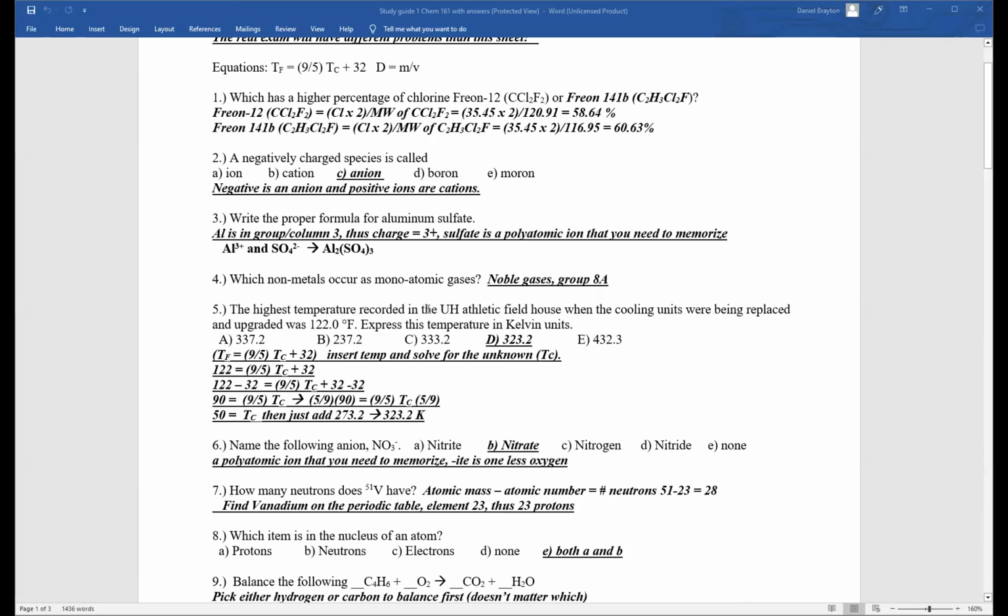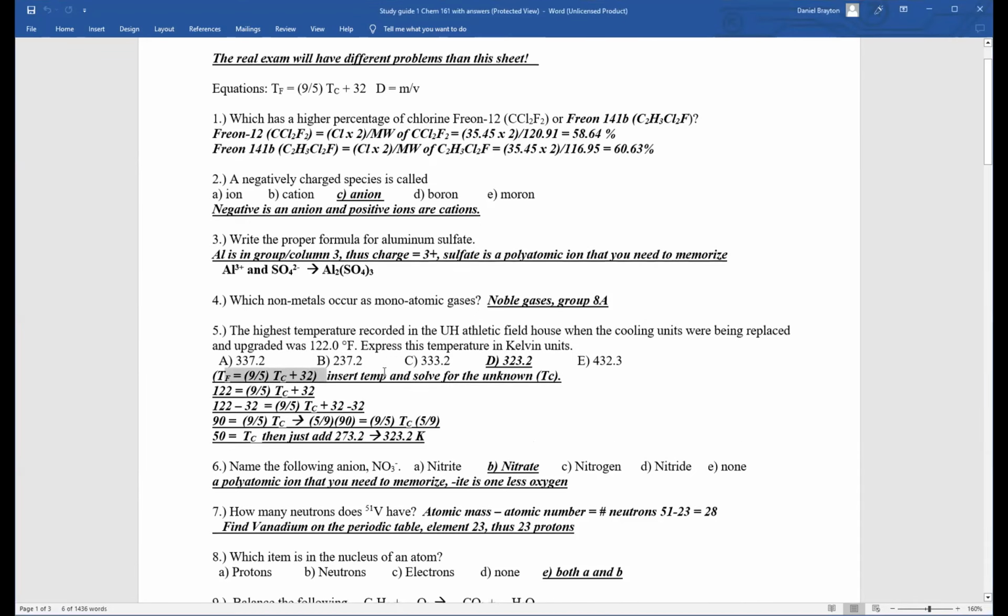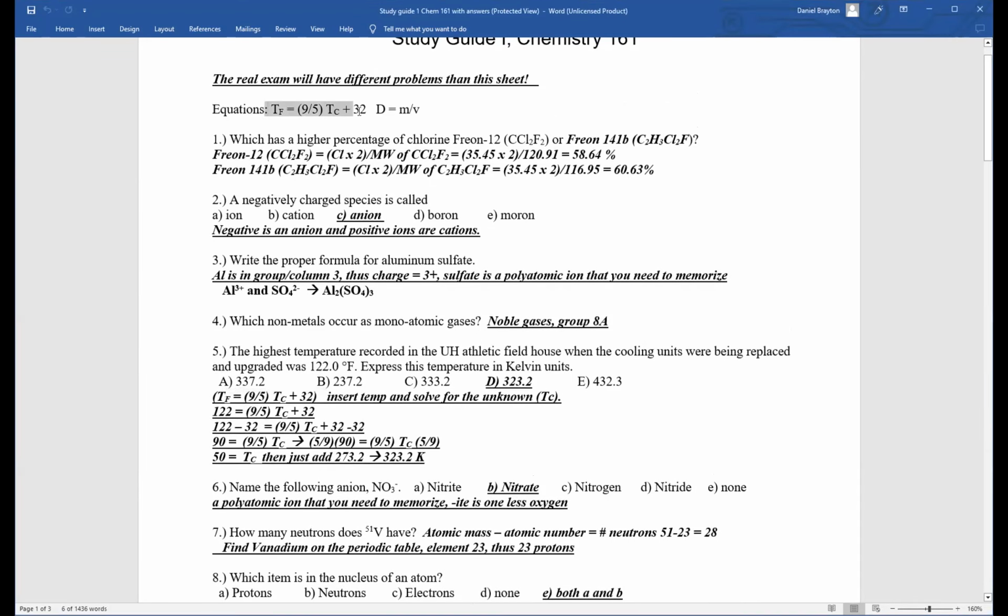This one's saying the highest temperature recorded at UH, the athletic field, was 122 Fahrenheit. Express this in Kelvin. So there's no way to go from Fahrenheit straight to Kelvin. You've got to go from Fahrenheit to Celsius. That's this equation here, which you can see up at the top.